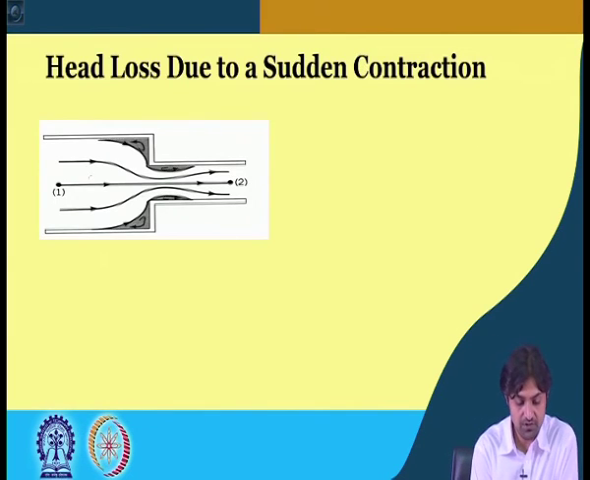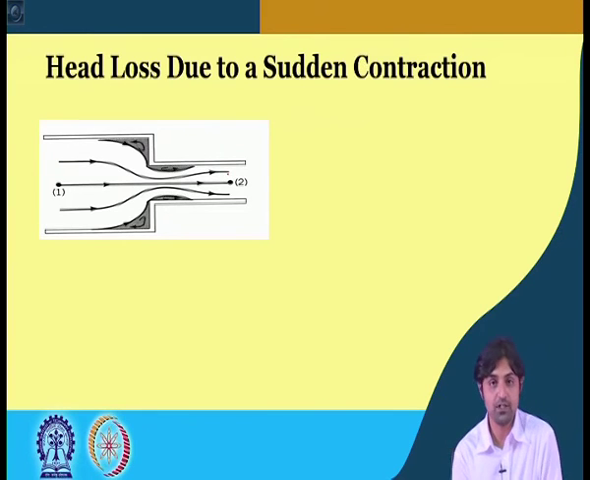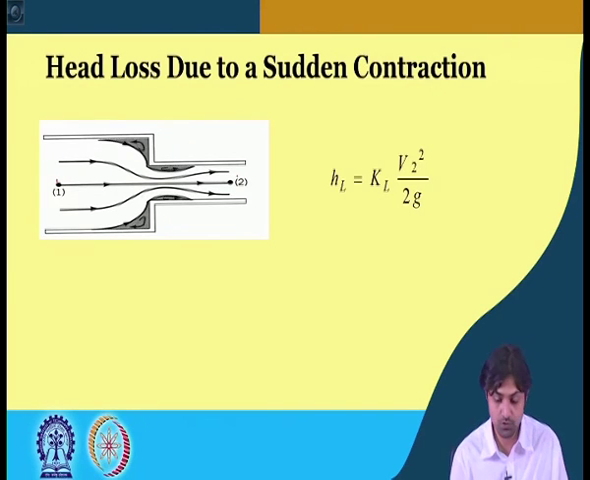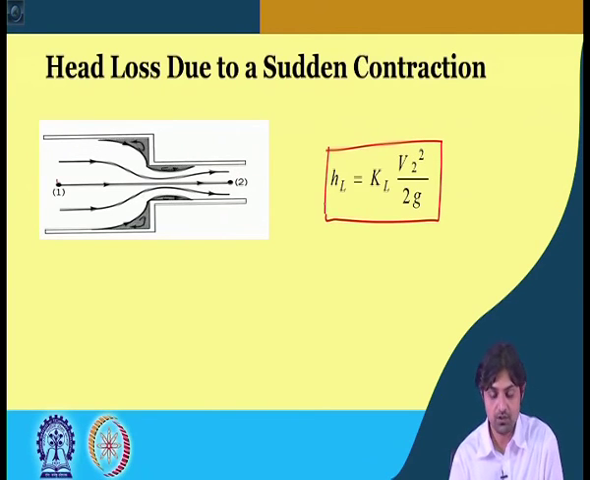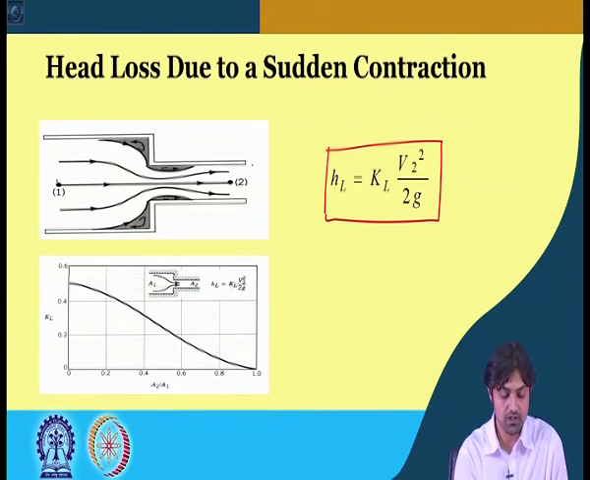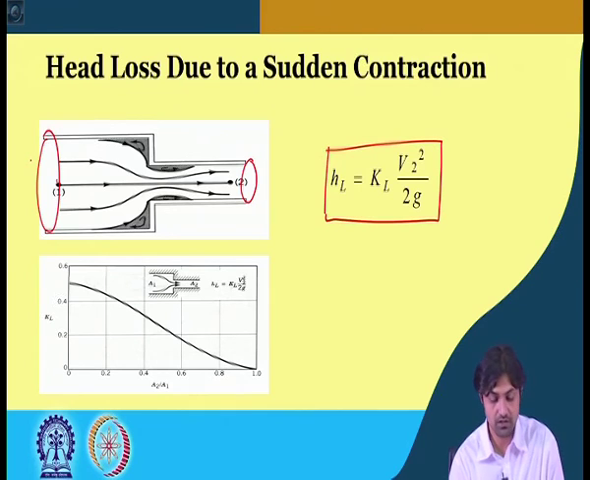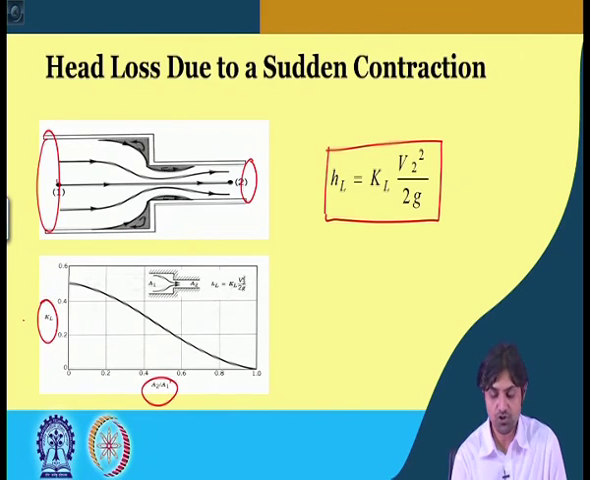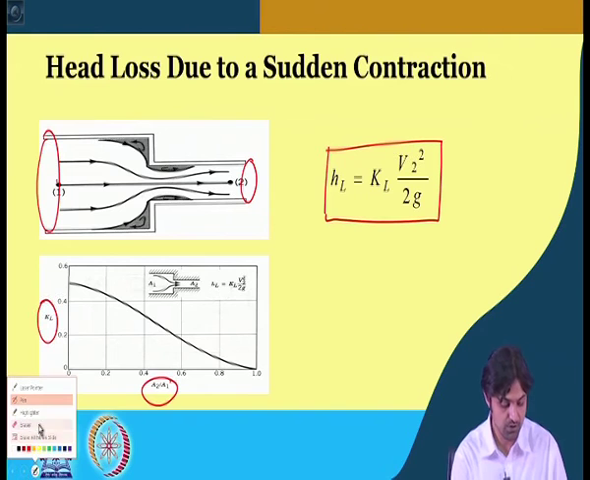So if this is the contraction depicted by point 2, so fluid at point 1 goes through a contraction and is at point 2, we write head loss is KL into V2 square by 2g. And what is this KL? KL can be found out as a function of A2 by A1, the area 2 and area 1, the ratio of the areas. So, most of the time you would be given these values directly, or a curve like this will appear, but for certain standard conditions you are expected to know this.